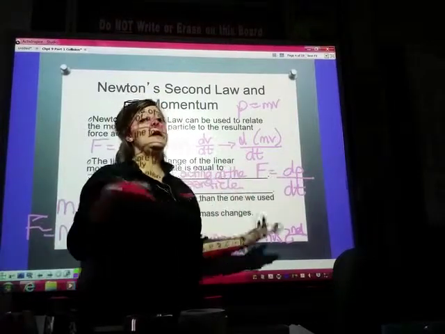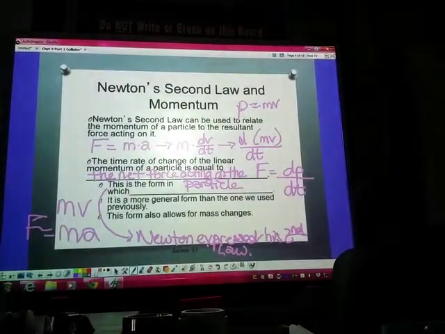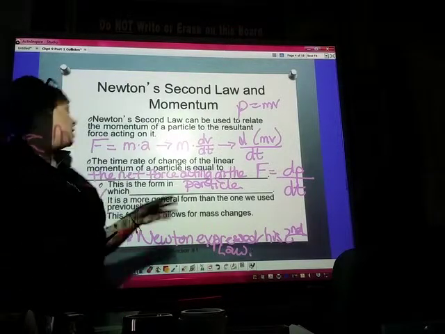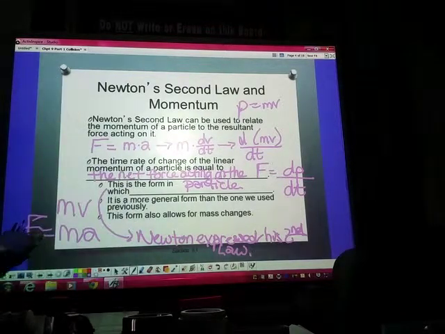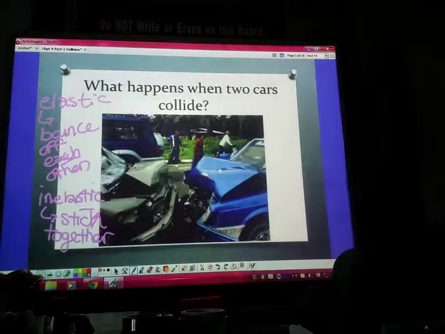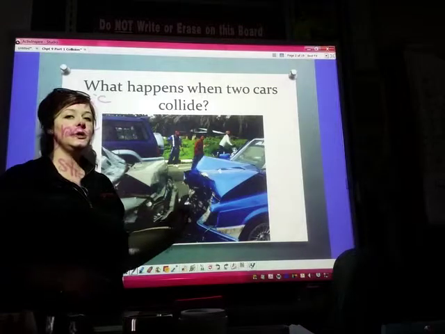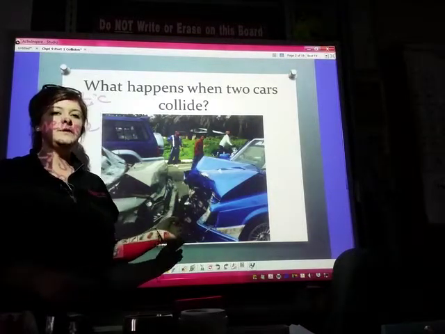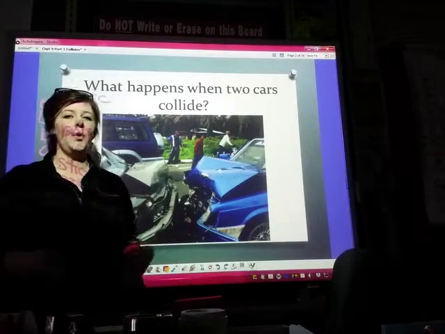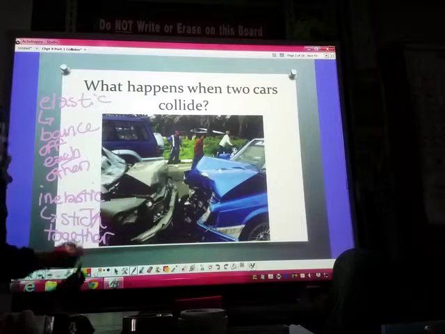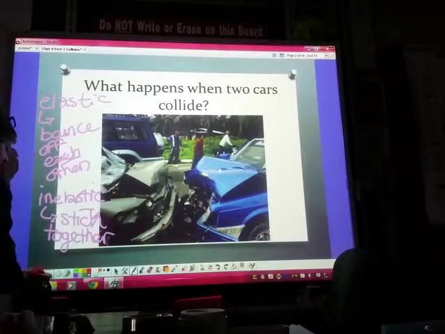but this type of form here, thinking about forces being the derivative of linear momentum, is going to allow that mass could possibly change, versus here, we always just assume that mass is constant. If we go back to that first car collision that we saw here, is the mass going to be the same for each one of these cars after the collision as it was before? Absolutely not. It can't be, because I would have lost some of that mass in the collision.